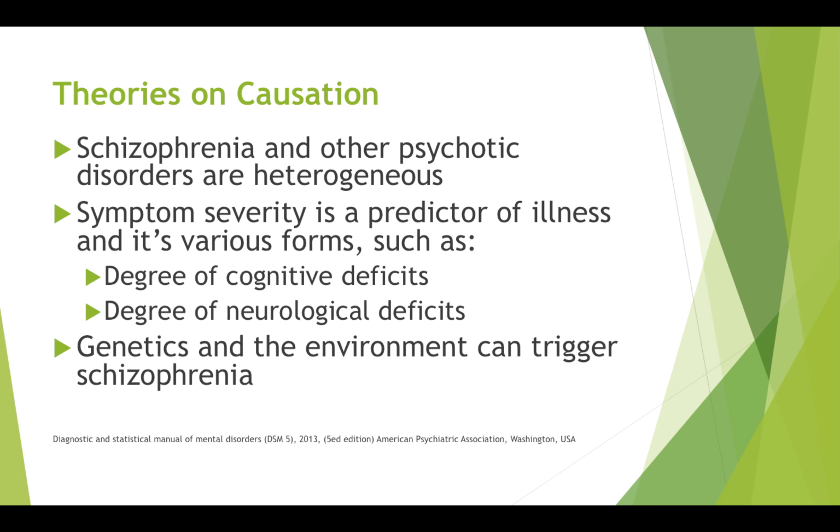Theories on causation. Genetically speaking, schizophrenia and other psychotic disorders are heterogeneous. Symptomatically, their severity is a predictor of illness and its various forms, and that can come in the forms such as degrees of cognitive deficits or degrees of neurological deficit. And it is important to note that the genetics and the environment also can be predictors of schizophrenia.